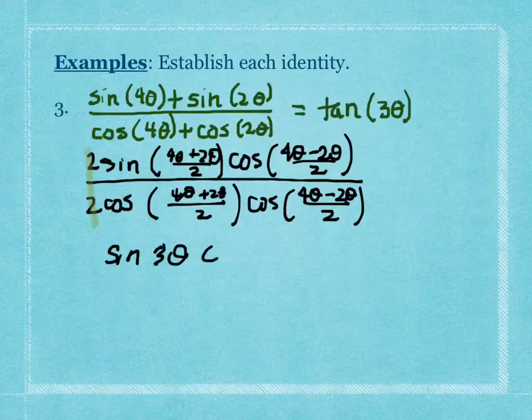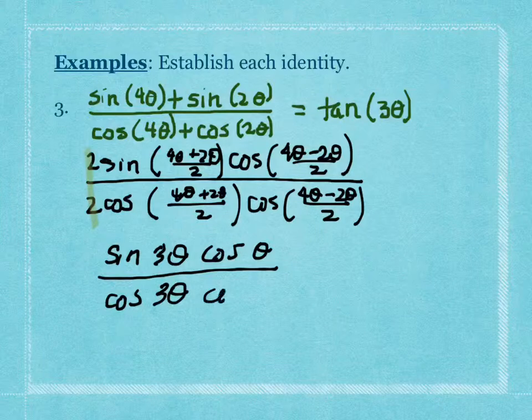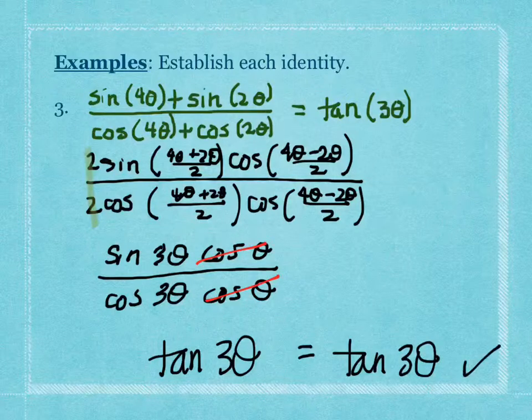The second one is cosine. I have 4 theta minus 2 theta, which is 2 theta divided by 2 is theta, over, and now I have the cosine, and the angles actually are the same, so this is still 3 theta and cosine of theta. And then, of course, I've got the cosine of theta on top and bottom, so those cancel. So I'm left with sine 3 theta over cosine 3 theta, but sine over cosine of the same angle is, in fact, the tangent of 3 theta, which is exactly where I wanted to end up.